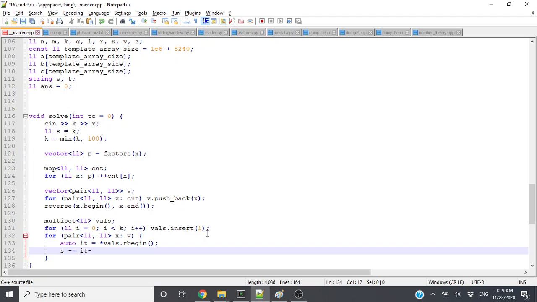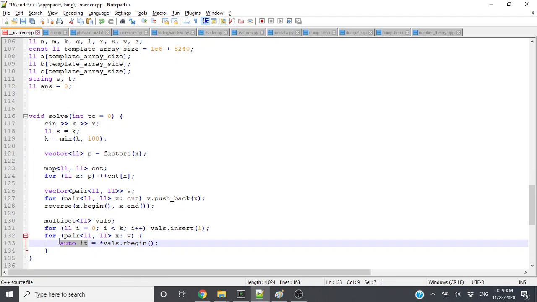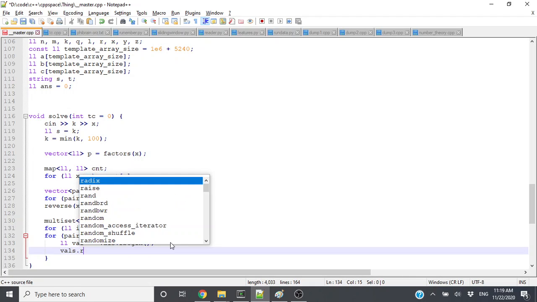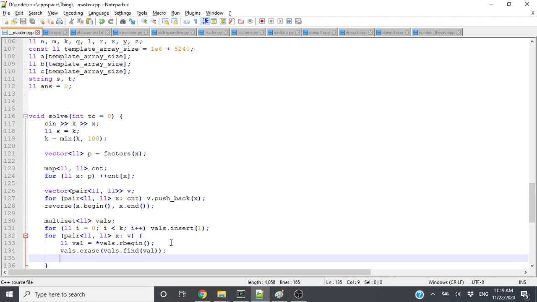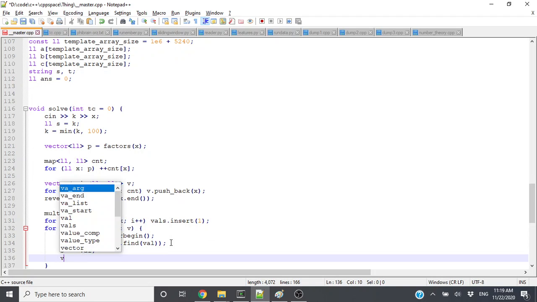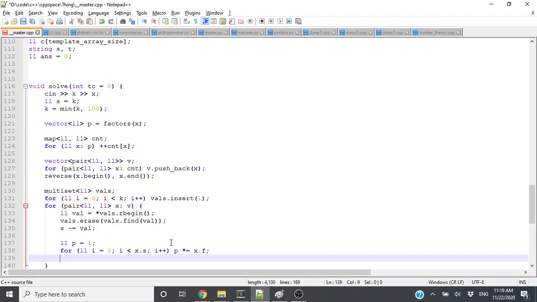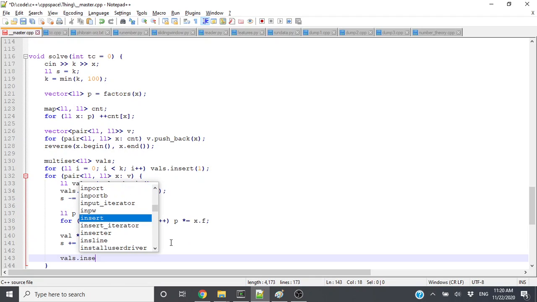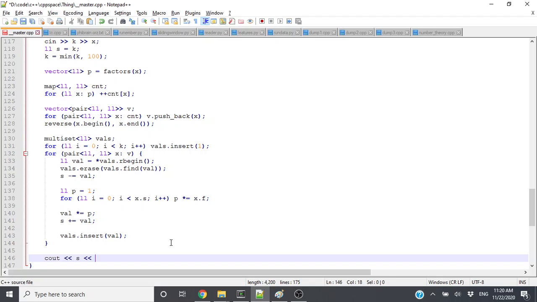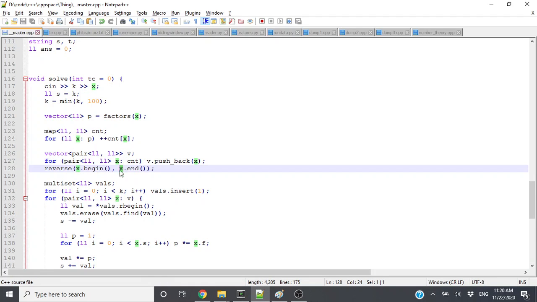S minus equals it. Vowels.array, spells.find val, and then s minus equals val, val times equals p, s times equals val times equals p, s plus equals val, vals.insert val. It should be v.